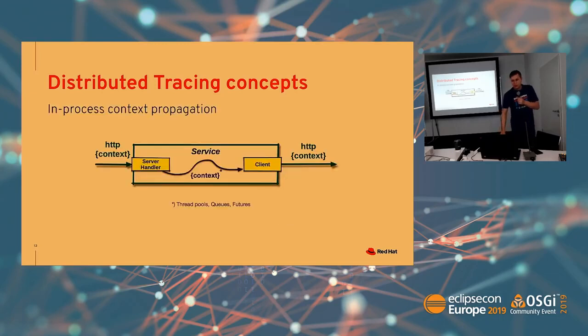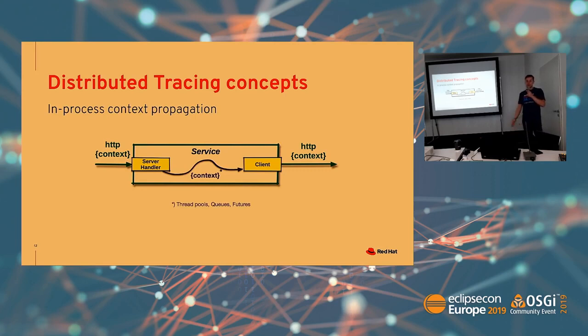So the foundation of distributed tracing is really the context propagation. And to propagate the context from service to service is actually very simple, right? You just put the trace ID as the context into the request headers, and that's it. But the problem is that we have to propagate this context inside our applications.